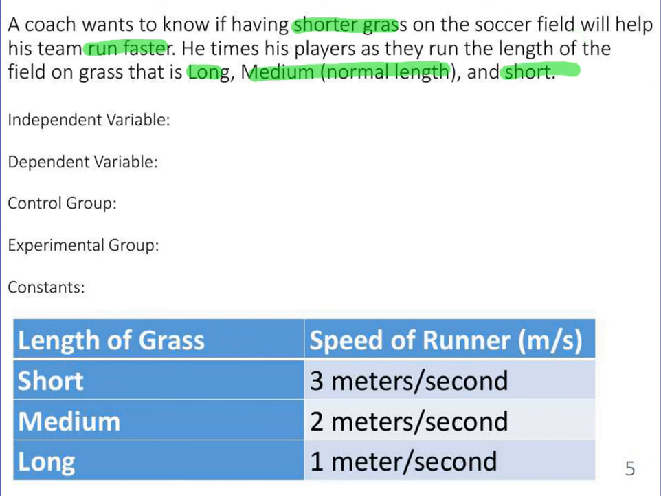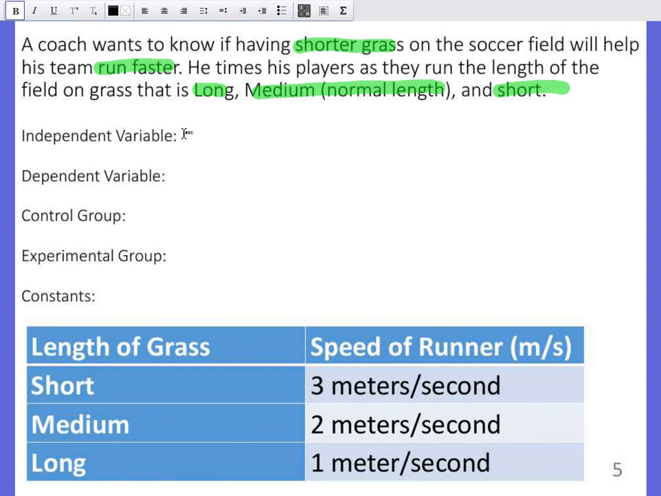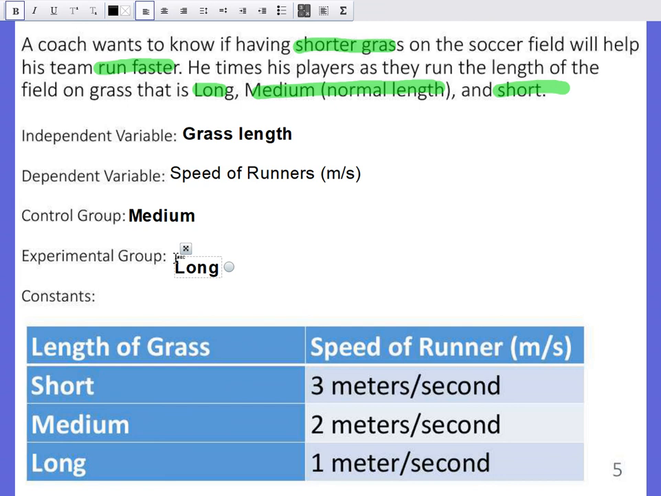So remember that the independent variable is what you change, and the coach is going to change the grass length. And what he would be measuring here, the dependent variable, is how fast the players run. So I'm going to say speed of runners. The control group is going to be either the normal or the group that has no change. And in this case, you have a normal, that would be the medium grass length. The experimental groups, you would have two. You have long grass and short grass.